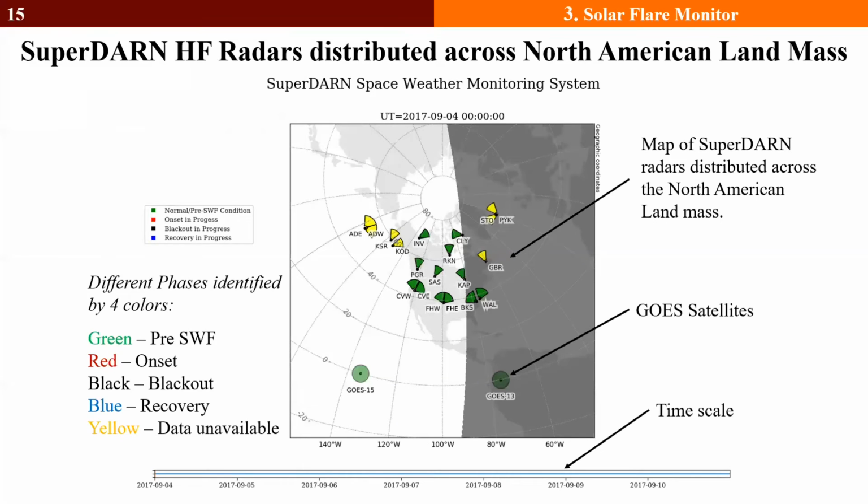So finally, we compile all these things and produce a movie. It's a SuperDARN space weather monitoring system, we call it. It's a distributed network of radars across the North American landmass. We also pointed out the GOES satellite location, because we are also going to use some of the data from there. The bottom panel is the time scale to show which time you are in, and the color scale on the radar: green is normal or pre-shortwave fadeout, red is the onset, black is the blackout, blue is the recovery in progress, and yellow is data missing.